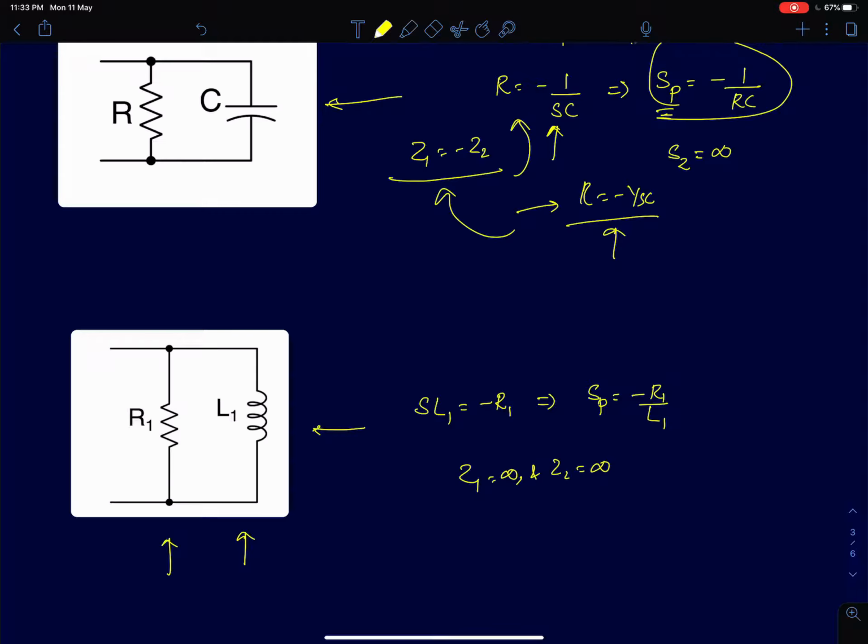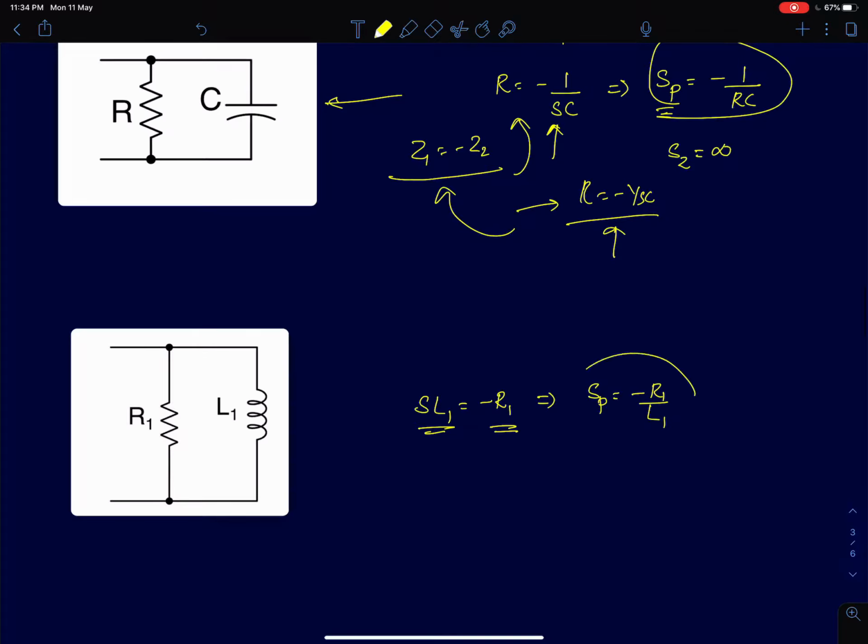The resistor is always fixed. The inductor will blow up to infinity at omega equal to infinity, or S equal to infinity. The impedance of an inductor is SL1 in this case, and this is going to blow up to infinity at S equal to infinity, but then R is always finite, so I can't use this condition. I have to use the other condition, which is to equate SL1 to minus R1, which is the Z1 equal to minus Z2 condition. From that we get the pole for the circuit. In this case it will be minus R1 by L1.